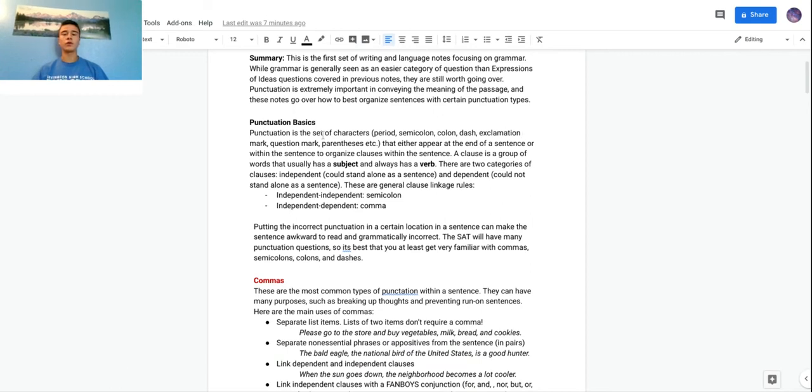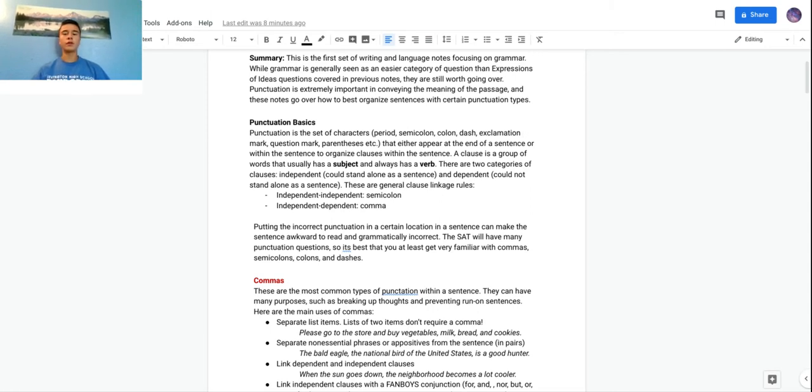It's a set of characters that appear at the end of a sentence or within the sentence to organize clauses within the sentence. When I'm talking about punctuation, I'm not really talking about the end-of-sentence stuff like question mark, exclamation mark, and period. That's fourth grade stuff. This is going to be more advanced, and pretty much all punctuation questions on the SAT are about the organizational clauses.